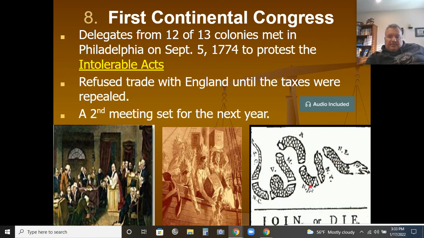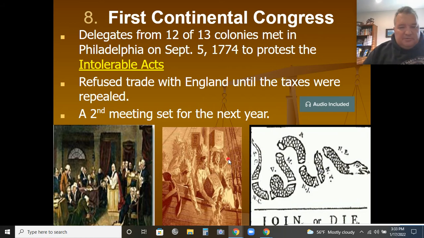So you see New England, New York, New Jersey, I don't know, Maryland, Virginia, North Carolina. Not sure what that is, that Rhode Island. You see the dumping of the tea in the Boston Harbor. This is probably a meeting where the First Continental Congress met.